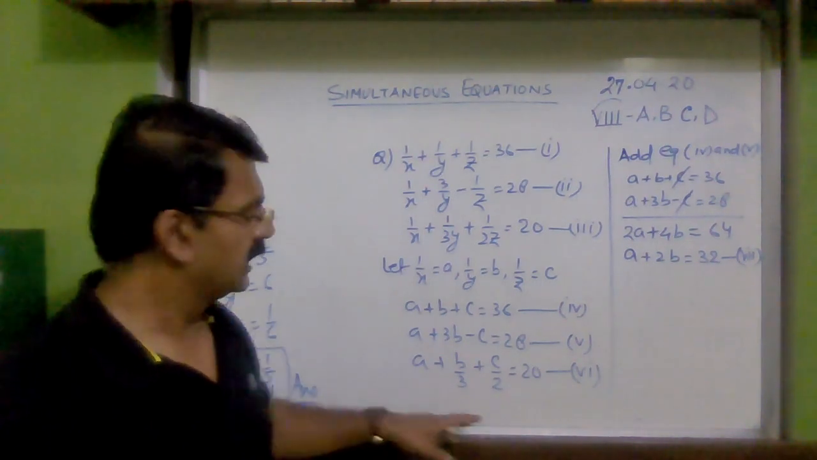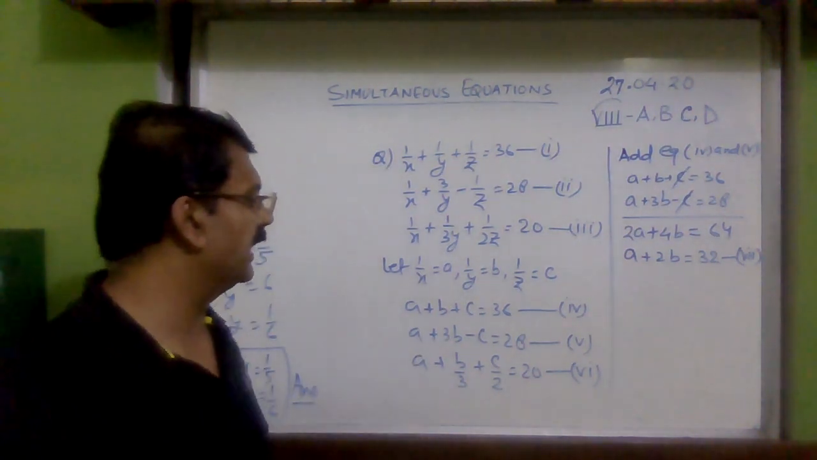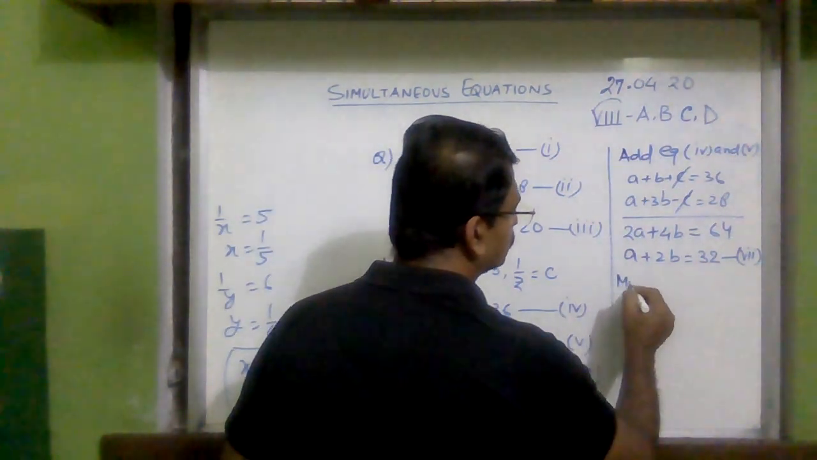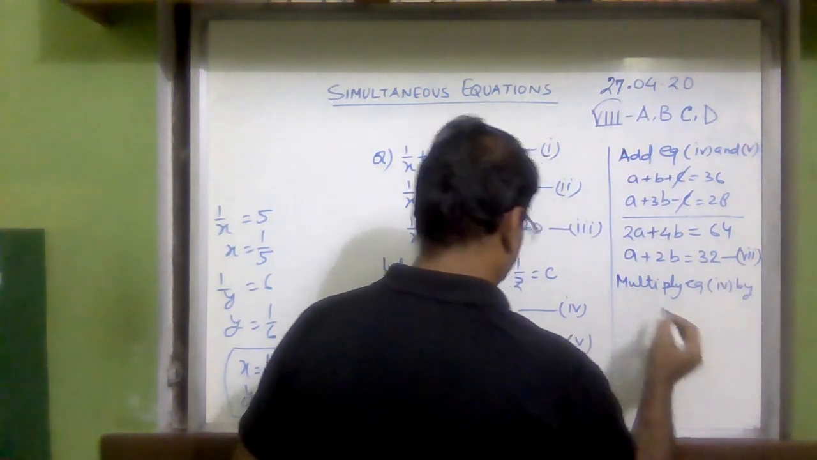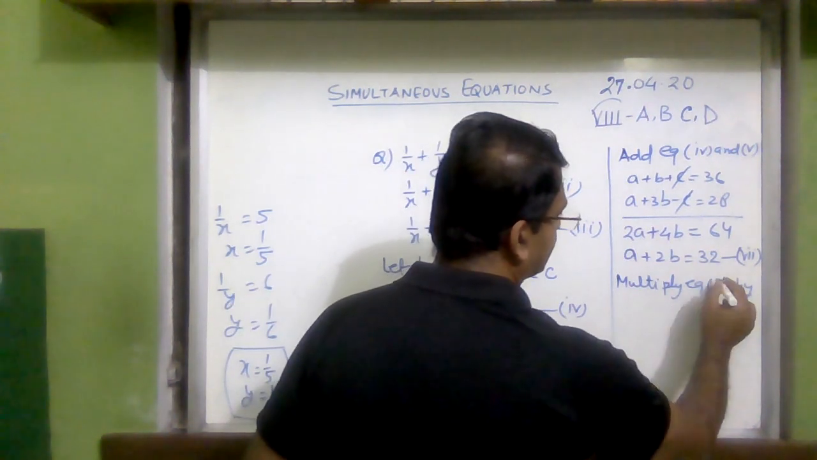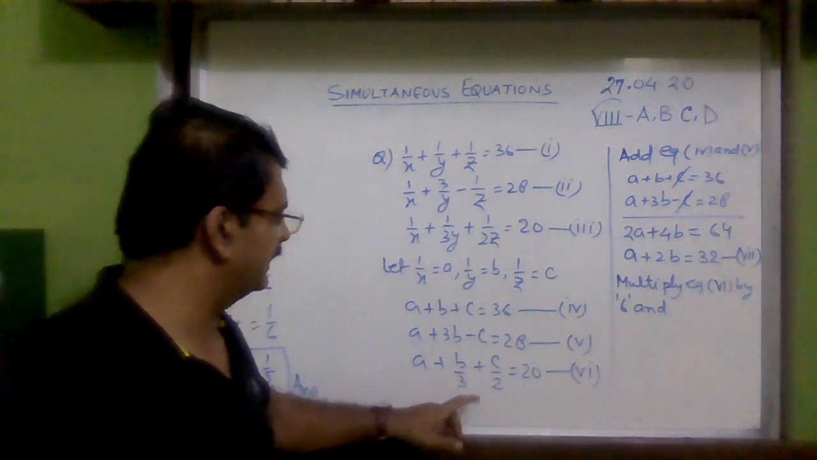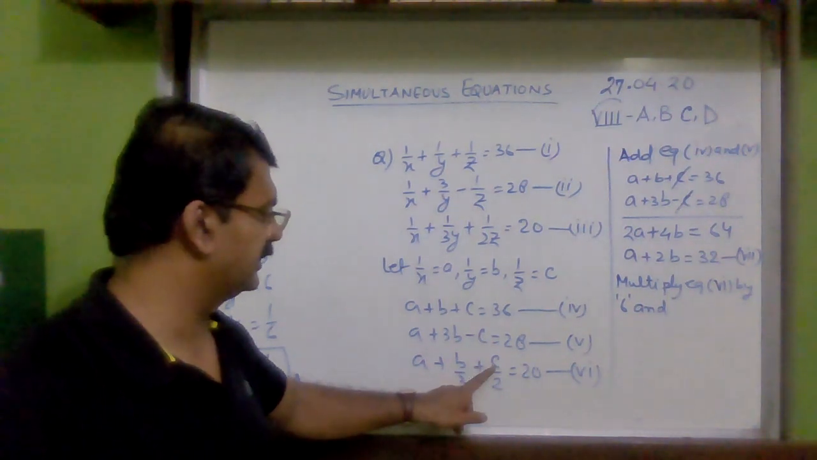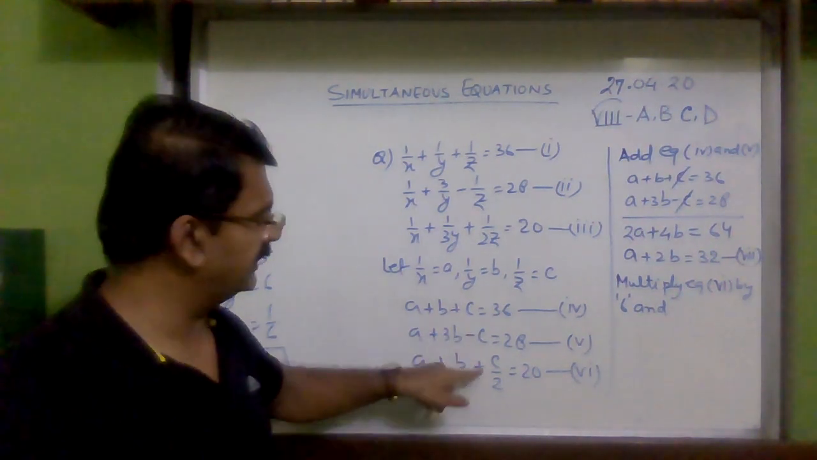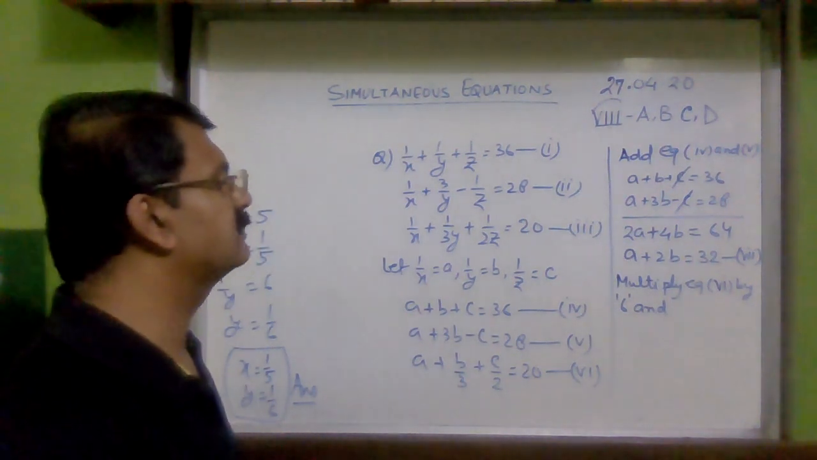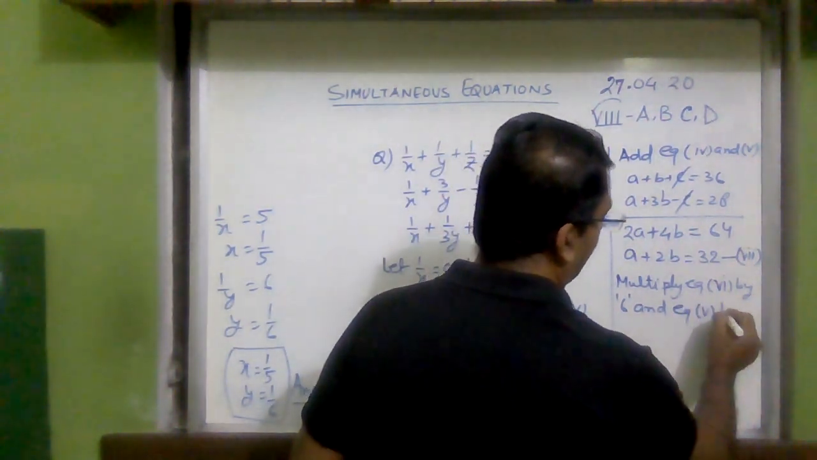3 and 2, the LCM is 6. So if we multiply the whole equation by 6, the fractional numbers will go. Multiply equation 6 by 6, and now see, when you multiply equation 6 by 6, it will be 3c because 6 upon 2 is 3c. So you multiply equation 5 by 3 so that we'll get 3 here also, so that the coefficient of c is the same. So multiply equation 6 by 6 and equation 5 by 3.